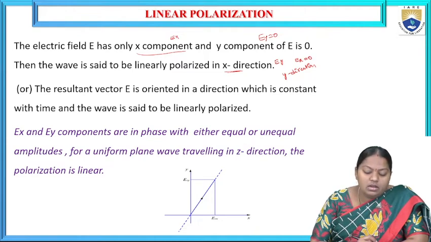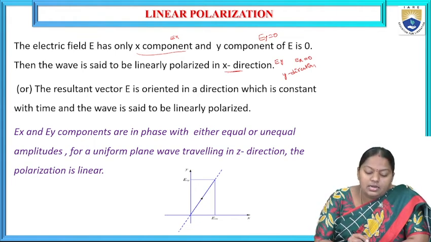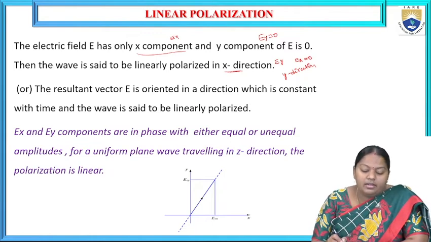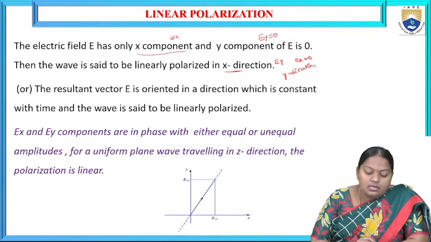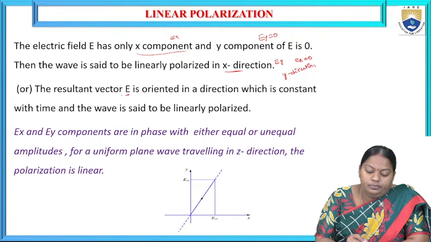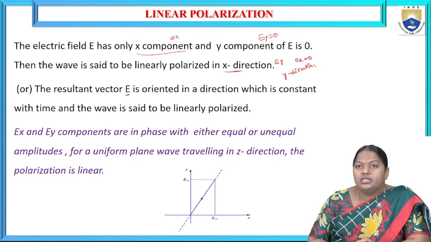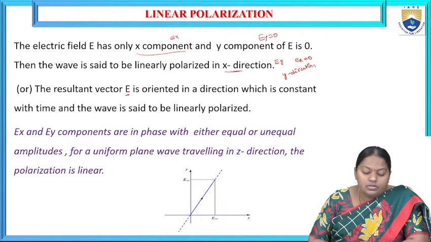Or in other words, how can we define linear polarization? It means the resultant vector E is oriented in a direction which is constant with time, and the wave is said to be linearly polarized. This is also the way we can define linear polarization.